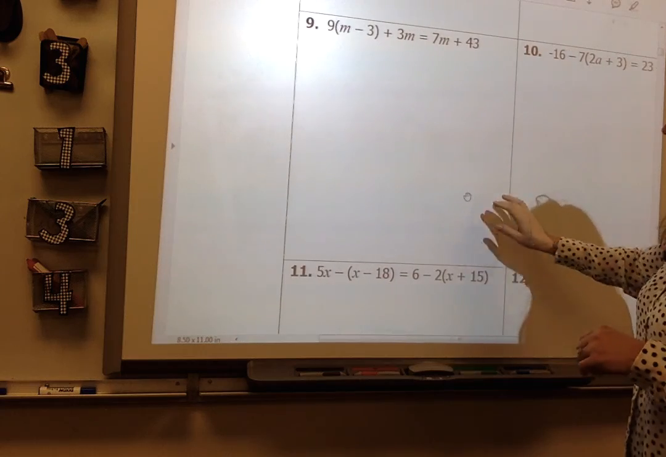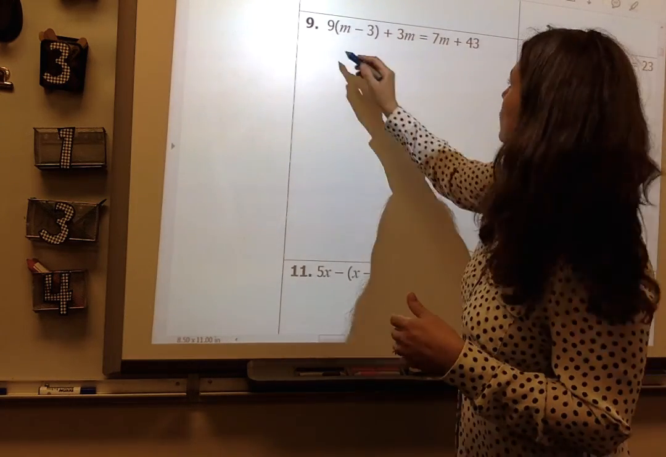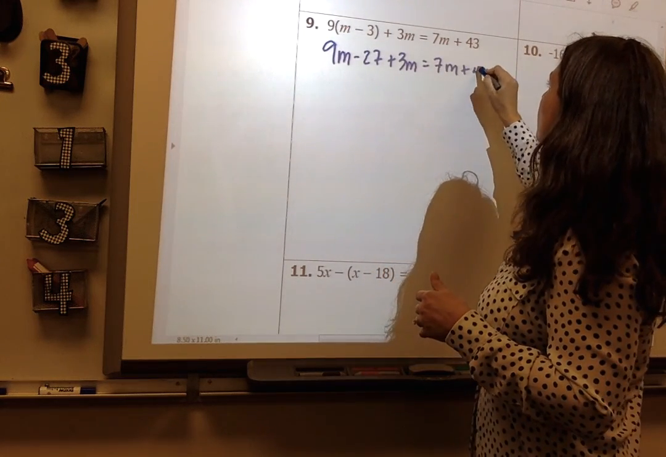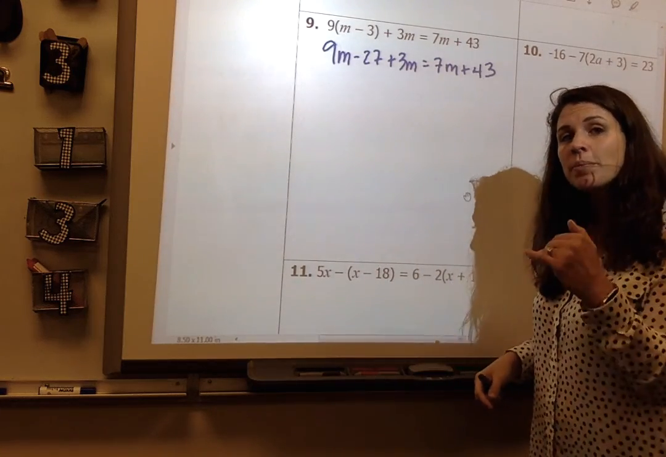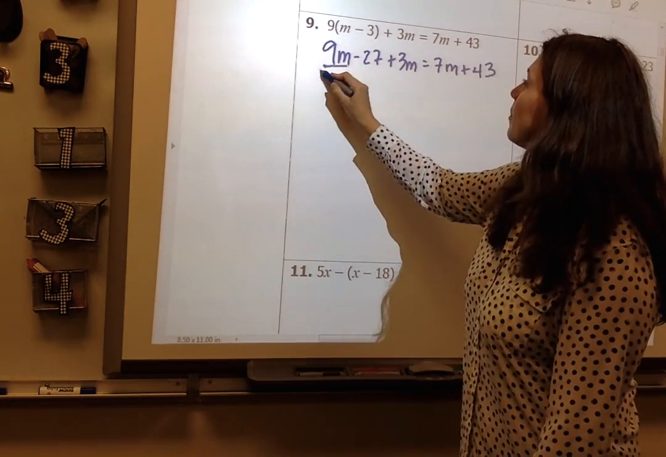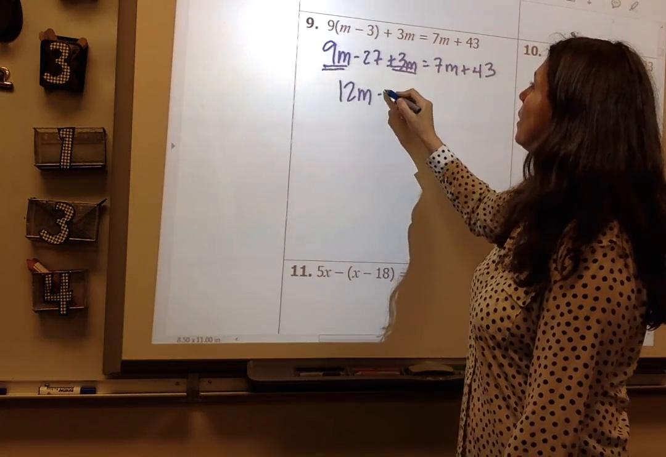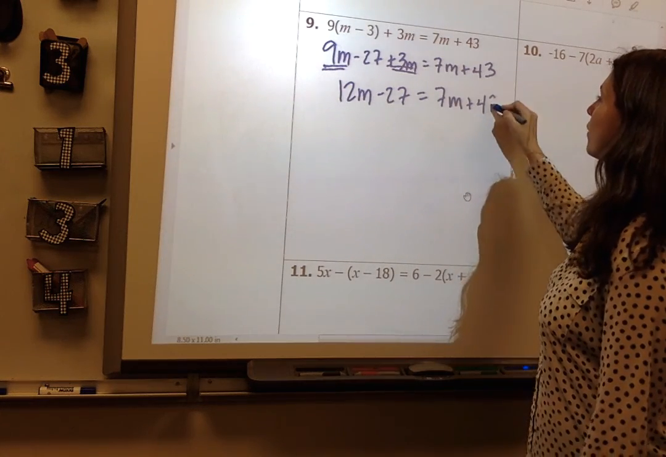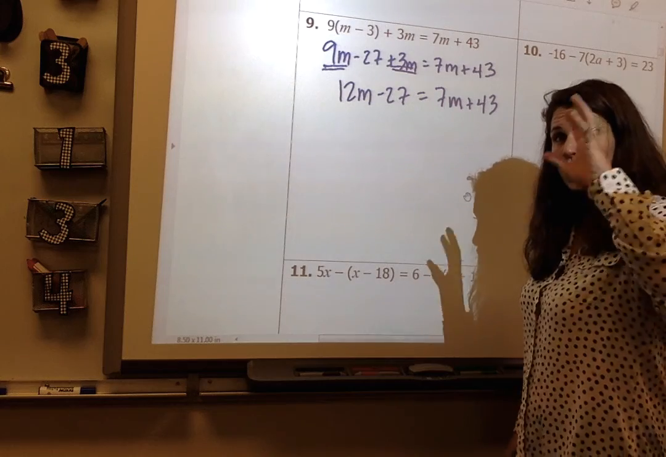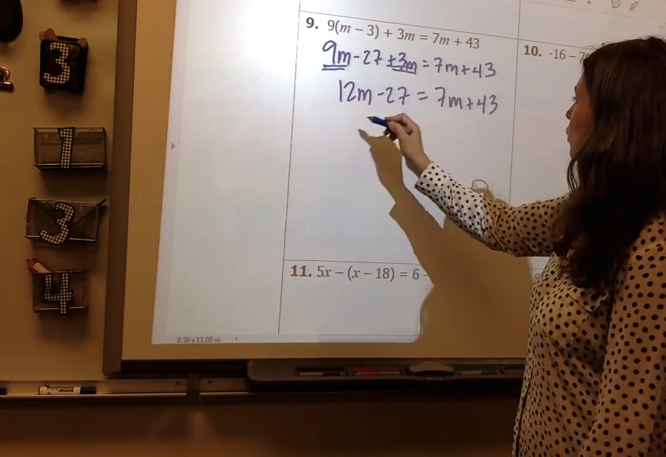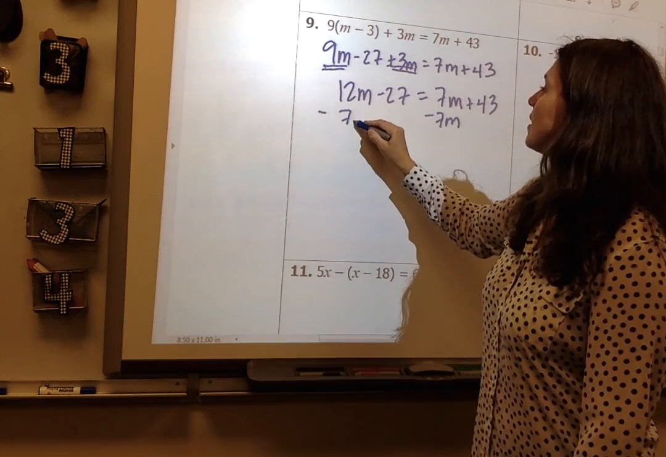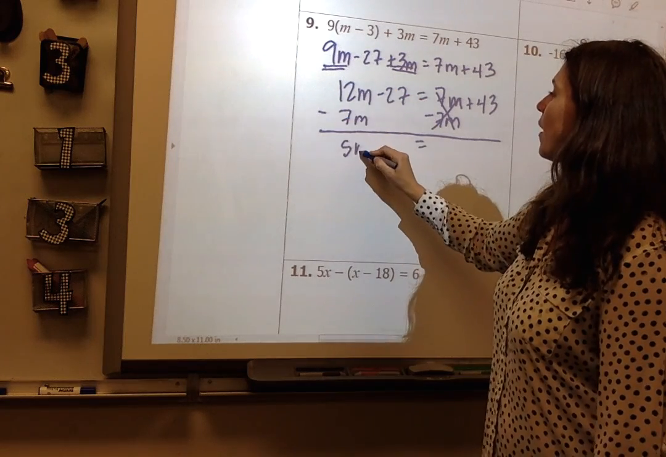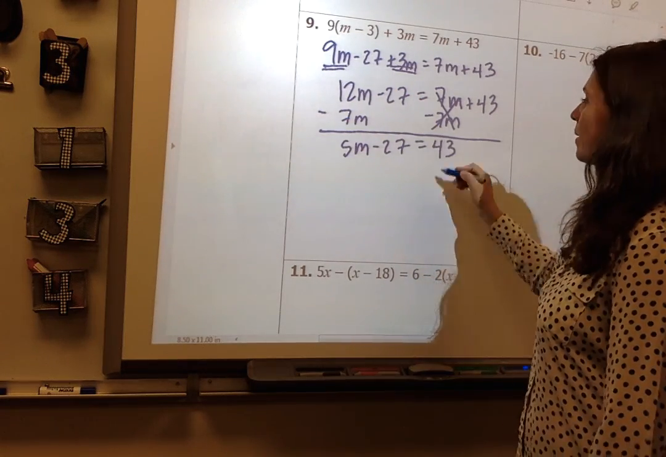Okay, here's number 9. So step 1. Distribute, so I have 9m minus 27 plus 3m equals 7m plus 43. So I've distributed. Now I'm going to simplify both sides. So over here, I can combine 9m and 3m to be 12m minus 27. And then over here, nothing can be simplified, so I keep it as 7m plus 43. Now I'm going to move my variable term to the left-hand side, so I'm going to subtract 7m on both sides. That way it clears out over here. And 12m minus 7m is 5m minus 27 equals 43.